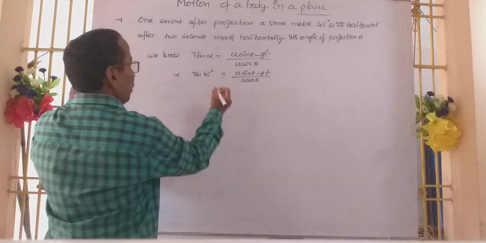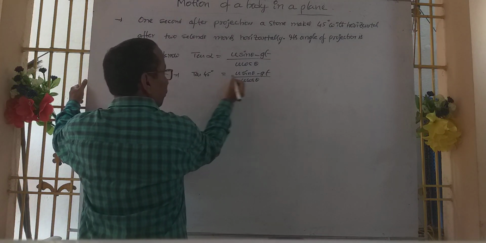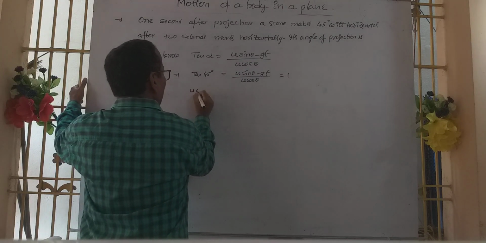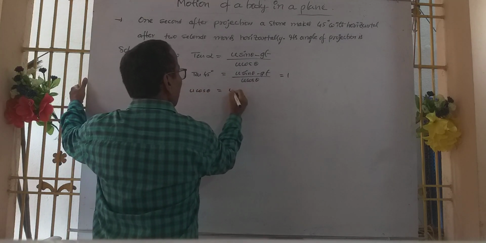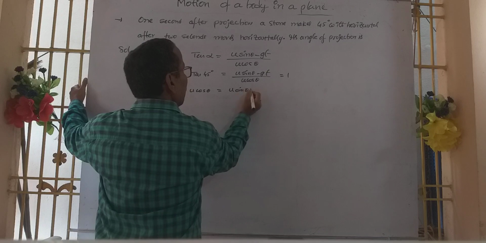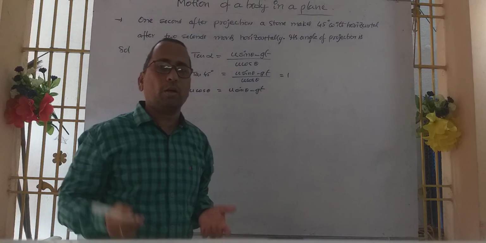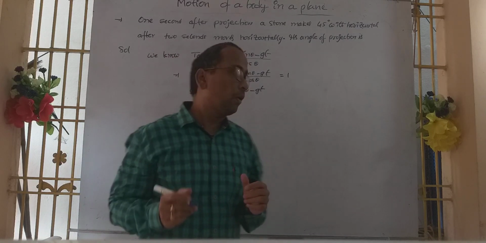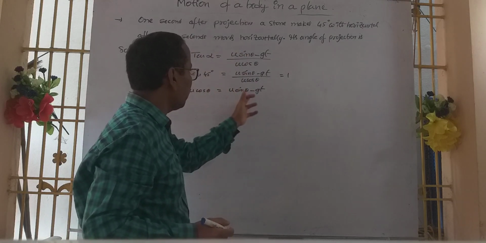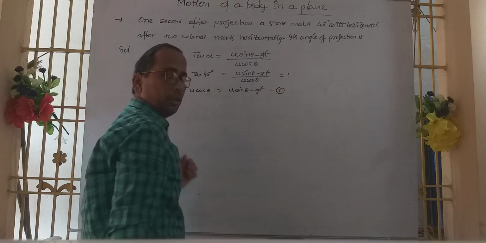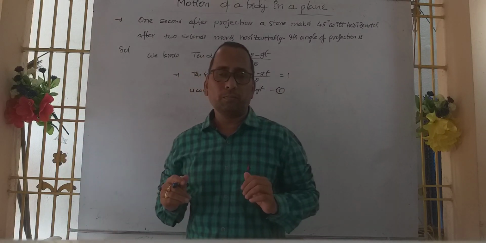Okay, now getting that is nothing but 1, we know that equal to 1. So getting the cross multiplication, u cos theta is equal to u sin theta minus gt. Why? Because tan 45 is 1. That's why u cos theta is equal to u sin theta minus gt. It is kept as the first equation, unsolved.